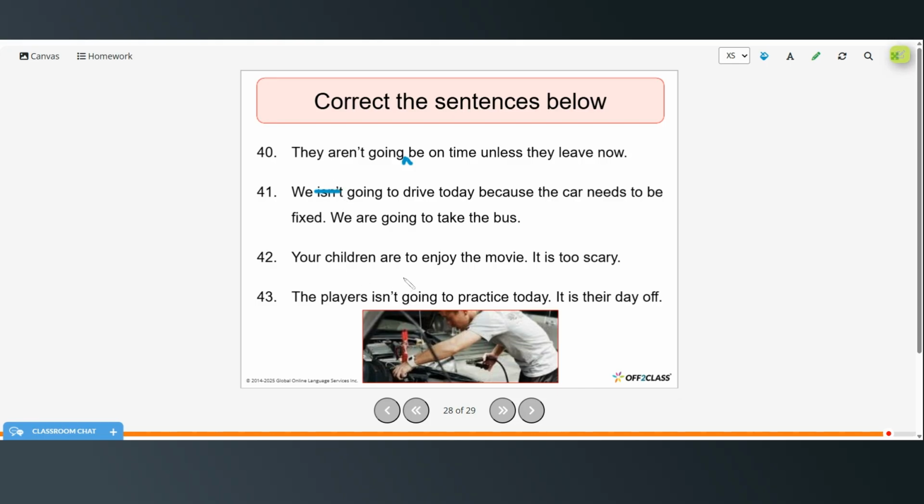Your children are to enjoy the movie. It is too scary. So here it should be your children are not going to enjoy the movie. And the players isn't going to practice today. It is their day off. This should be the players aren't going to practice today.